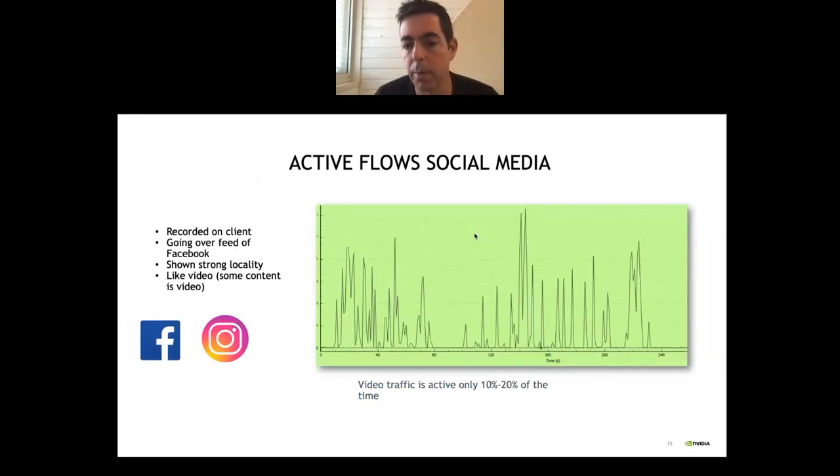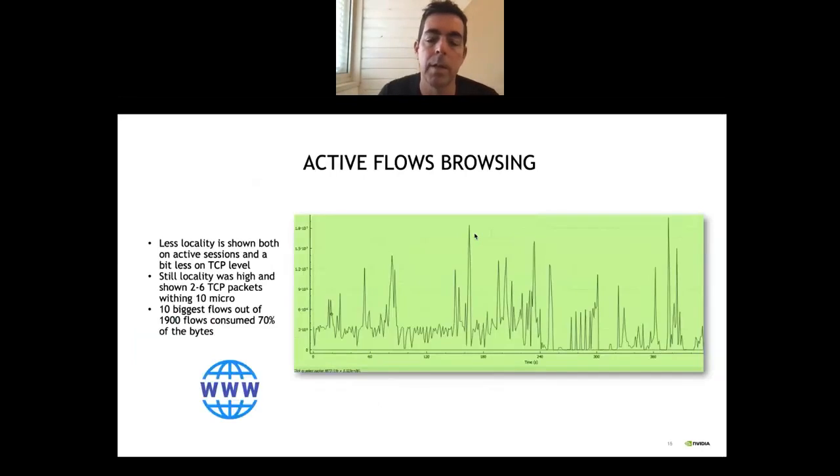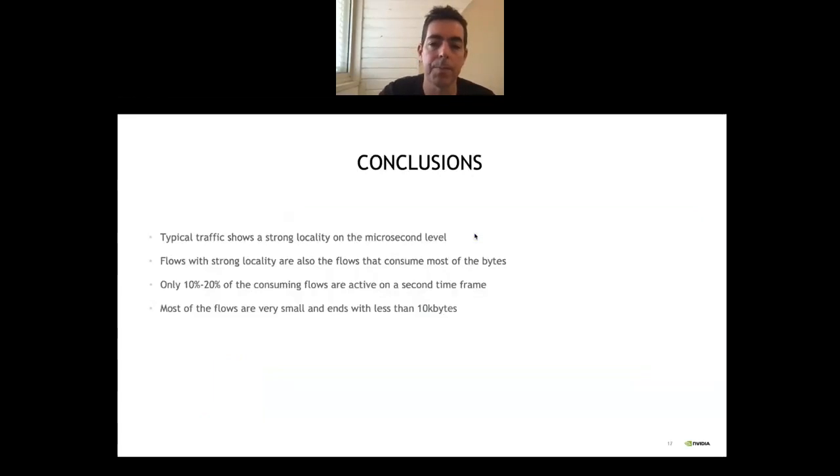Same behavior for social media, maybe because there are a lot of videos in social media. Browsing is a little bit different because in browsing there are a lot of small objects, so you are not getting to high throughput. But still, when we looked at the capture files, the locality was high. There were 2 to 6 packets within 10 microseconds, and a lot of them. Also, if we looked at the TCP and UDP flows and sorted them according to size, we saw the same behavior, that the first 5% of the flows consumed most of the bytes.